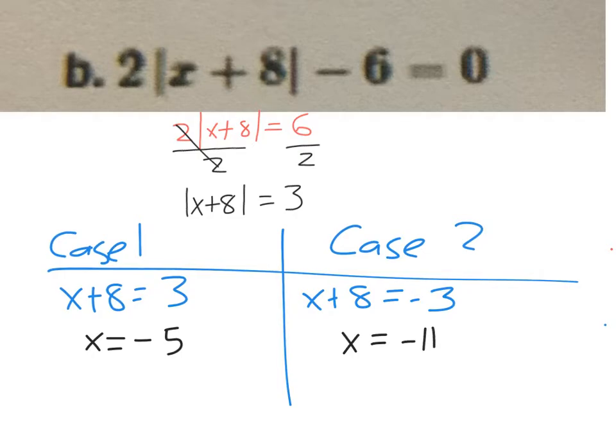And again, I'm going to do a quick check to make sure these things work. If I plug in negative 5, negative 5 plus 8 is 3. The absolute value of 3 is 3. 2 times 3 is 6. 6 minus 6 is 0. It works. Now, I'm going to plug in negative 11 and see if that works. Negative 11 plus 8 is negative 3. The absolute value of negative 3 is positive 3. 2 times 3 is 6. 6 minus 6 is 0. Both of them work when I plug them back in.